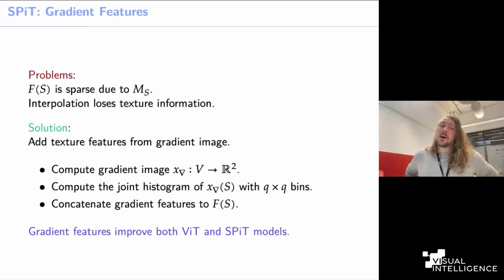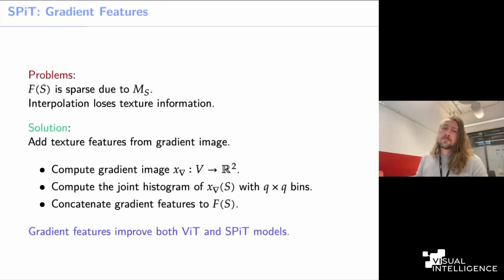Well, this is fine. There are, however, some issues with this. This mask is typically, depending on how the superpixel is constructed and its compactness and so on, we have the potential to end up with something that is highly sparse due to this masking. In addition to that, this interpolation loses some of the texture information in the patch. So our solution to this is to add these extra texture features from a gradient image.